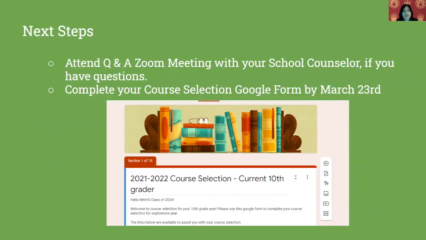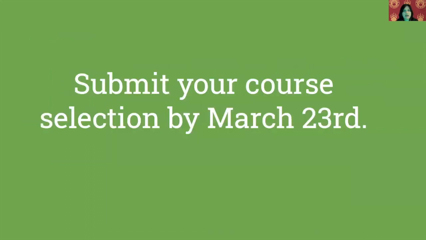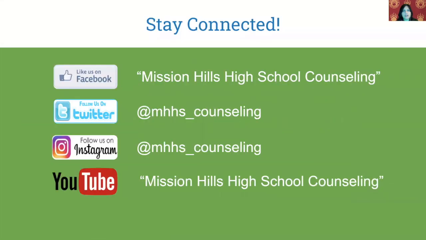So what do you do now? After this presentation, if you have any general questions that you'd like to get answered, make sure you join the Q&A Zoom meetings with your school counselor. Also, here's the Google form that you will be completing. This is what you'll be using to collect your information. The deadline to submit all your course selections is March 23rd. You can do this before, so don't wait till March 23rd, but you do have up until then.